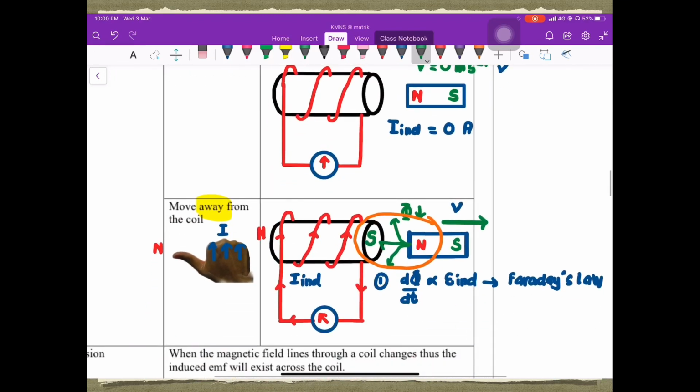Next, for the case of moving away, if this side is a north pole, the opposite side must be south. Let's say this side is a south pole, so this side must be a north pole. And then use the right hand grip rule to show the direction of induced current produced.